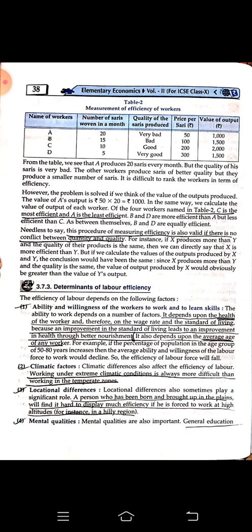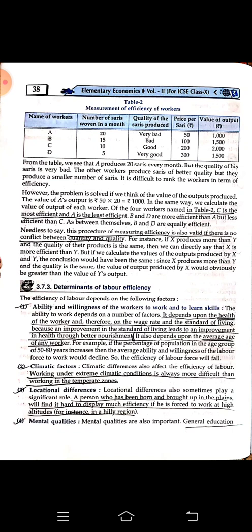Next we are having the average age of any worker. If a worker who is around 60 years, will he have much more labor power than a worker who is 30 years of age? Right? A laborer who is maybe around 25-30 will have much more labor power than the person who is around 50 to 60.